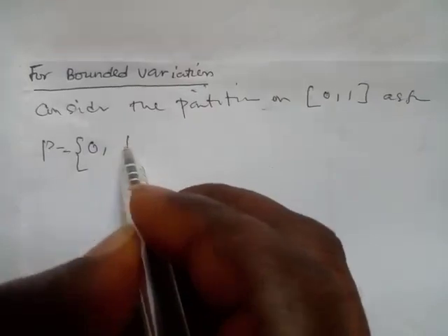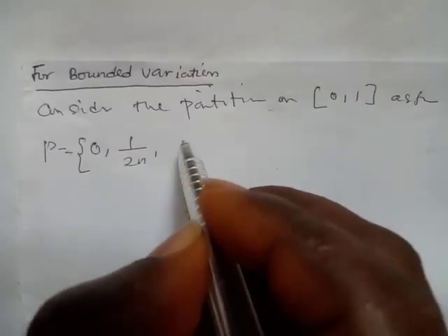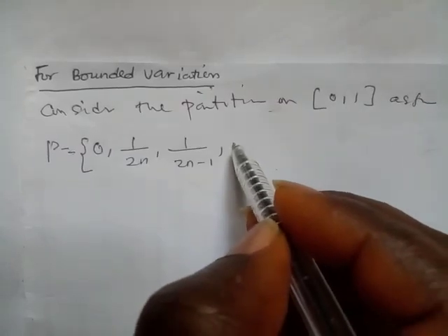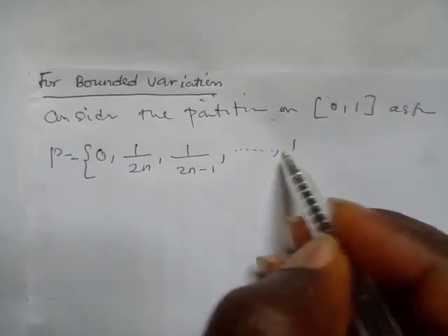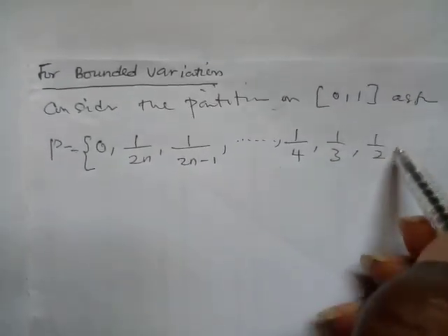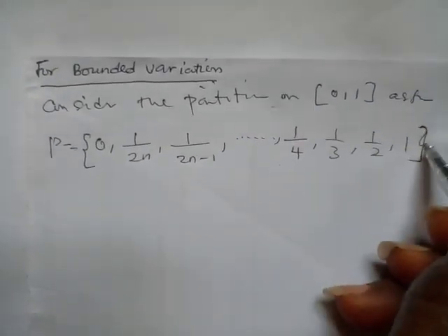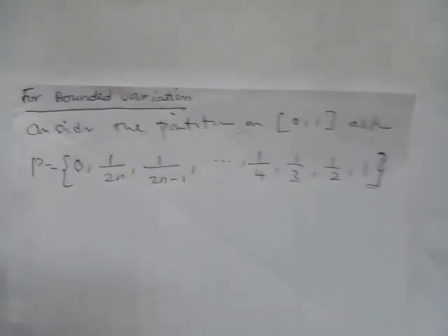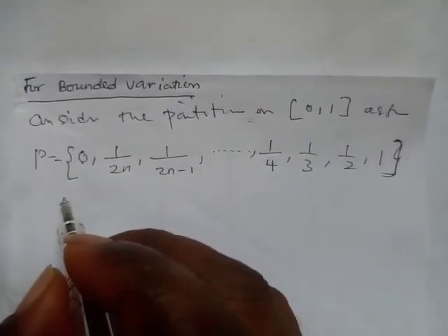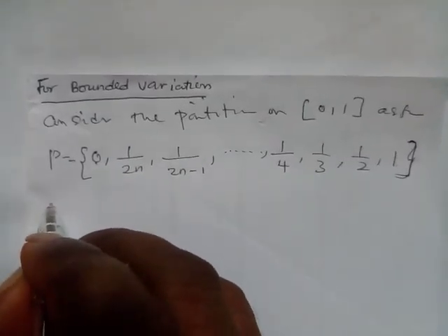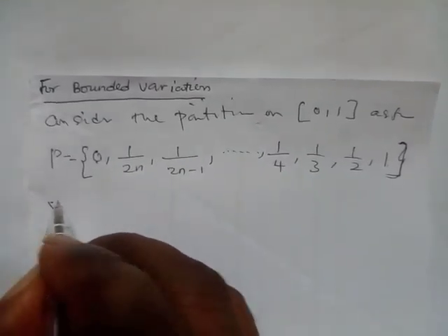So we consider this partition, like that, up till it gets to, let's say, 1 over 4, 1 over 3, 1 over 2, and 1. At least this is 0 and 1. Now we consider this partition. After considering the partition, we get our subintervals from it. So now we can find the total variation.